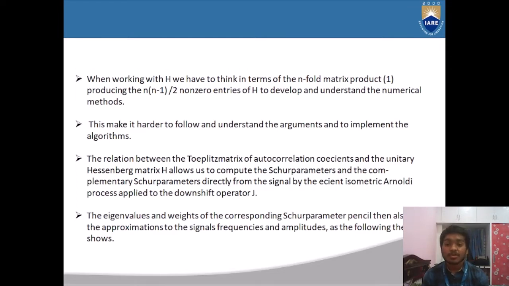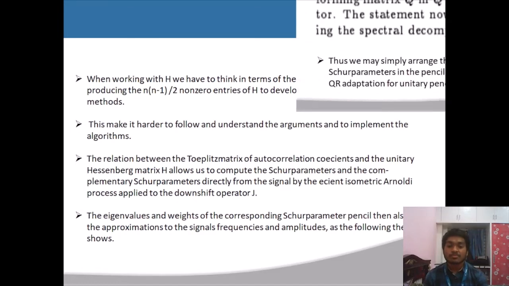The relation between the Toeplitz matrix of autocorrelation coefficients and the unitary Hessenberg matrix H allows us to compute the Schur parameters and the complementary Schur parameters directly from the signal by an isometric Arnoldi process applied to the downshift operator. The eigenvalues and weights of the corresponding Schur parameter pencil then also give the approximation to the signal frequencies and amplitudes, as the following theorem shows.